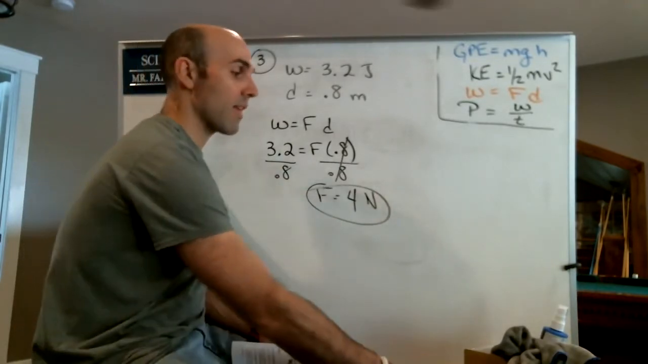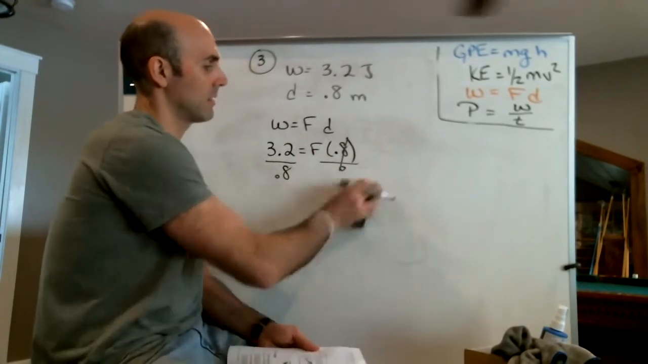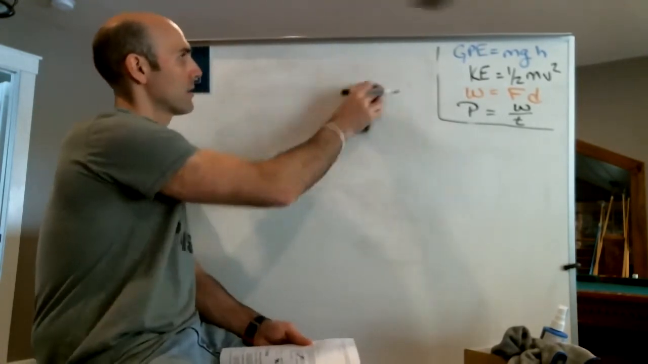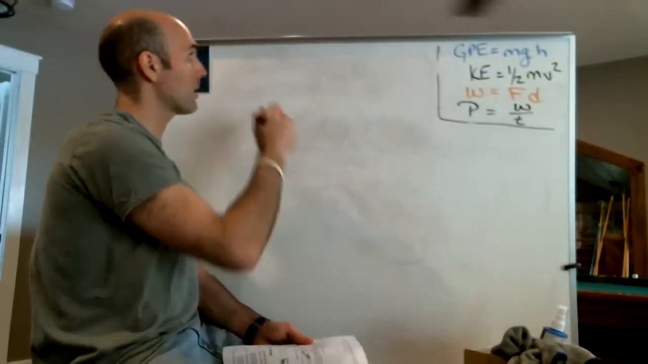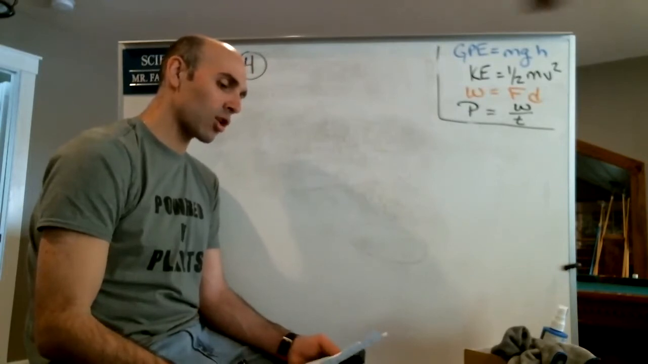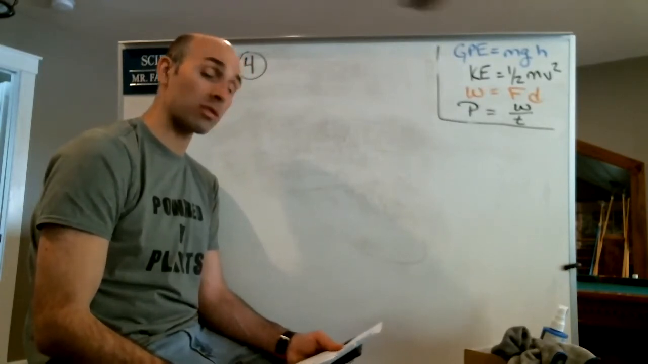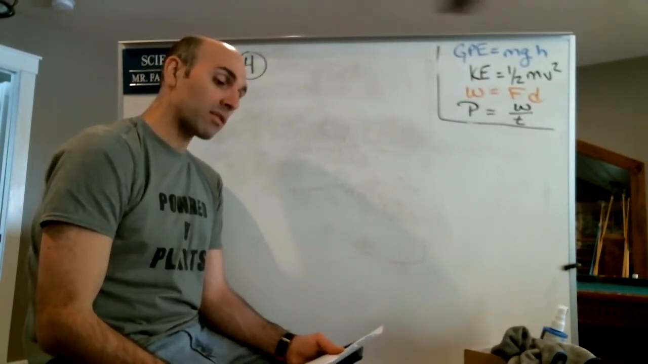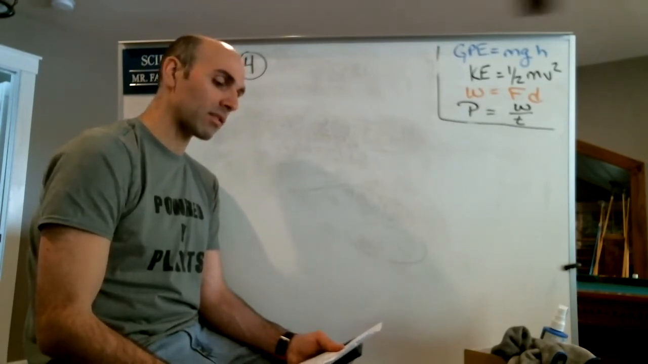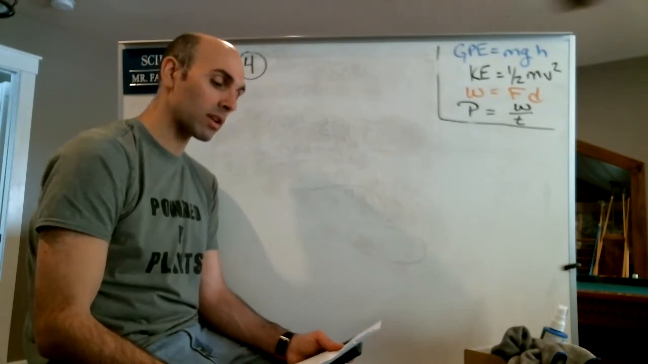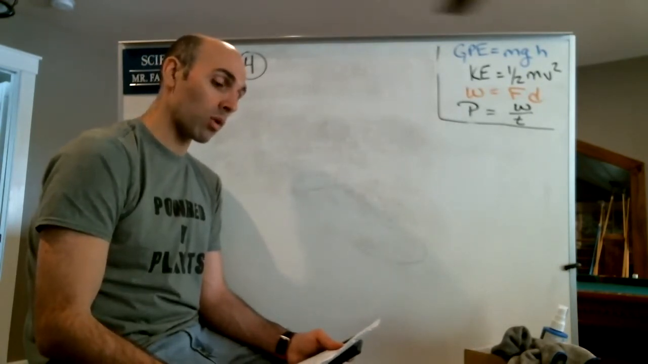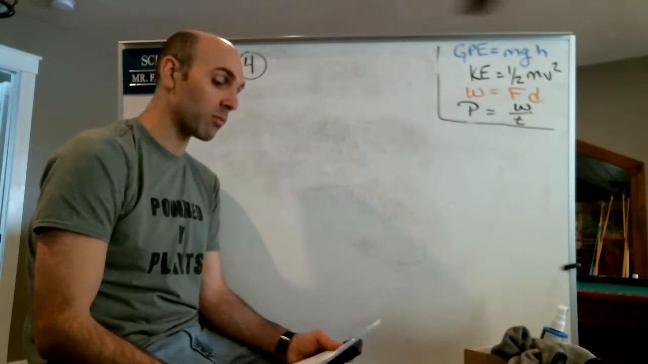We got 1 more to go, and that is it. All right, number 4. So we got 2 guys, Atlas and Hercules, 2 carnival sideshow strongmen. Each lift 200 kilograms of barbells 2 meters off the ground. Atlas lifts his barbell in 1 second, while Hercules lifts it in 3 seconds. Which strongman does more work? Calculate which man is more powerful.